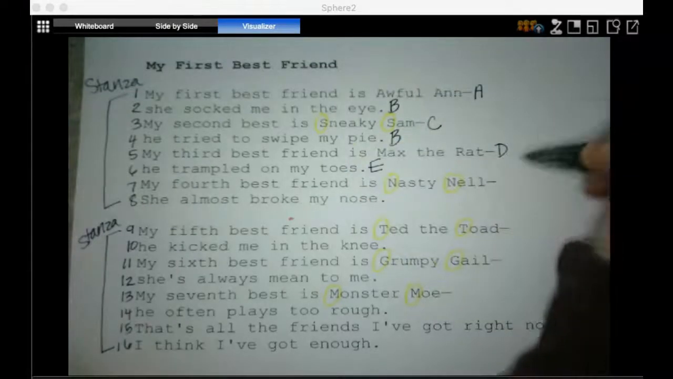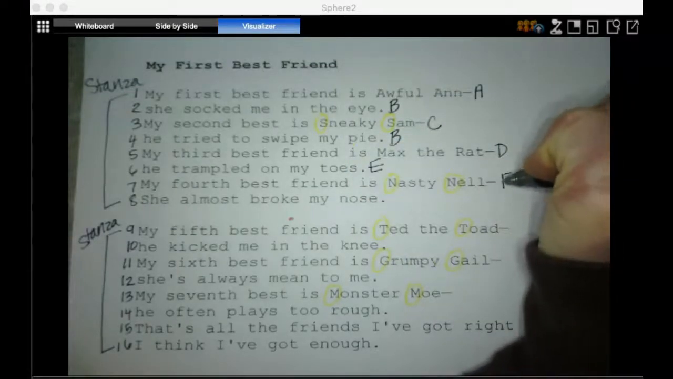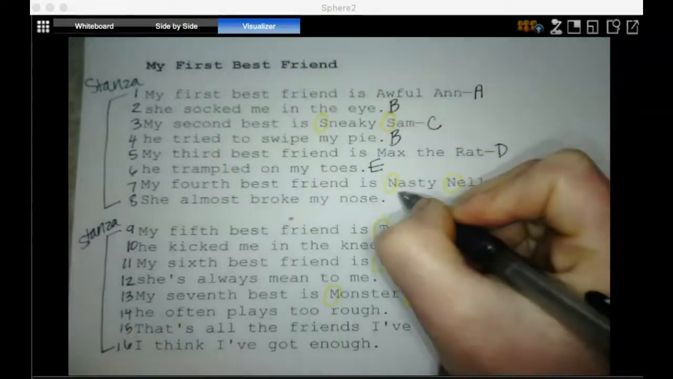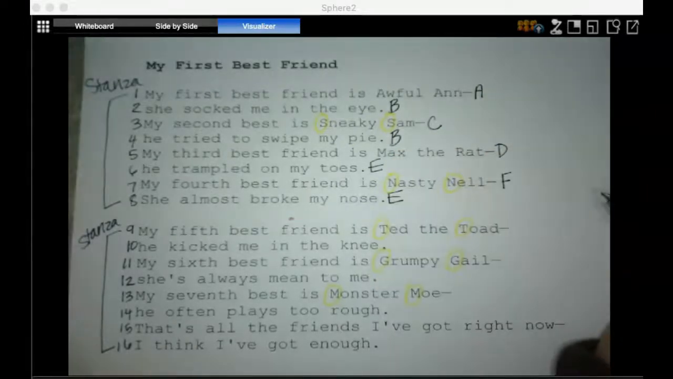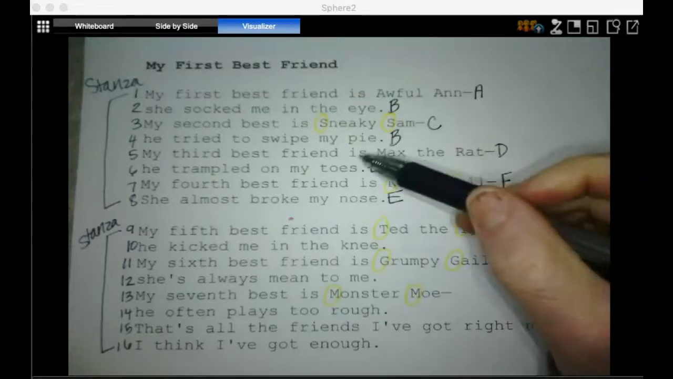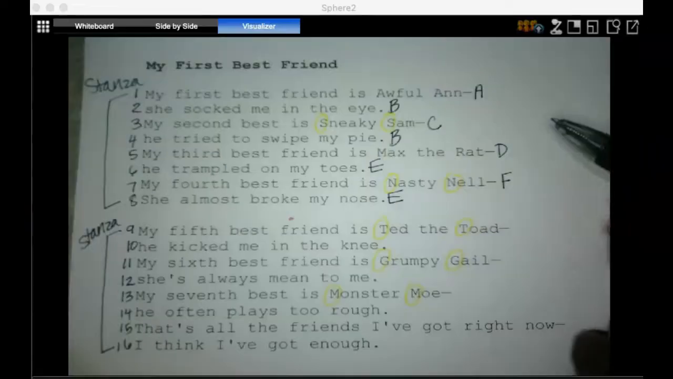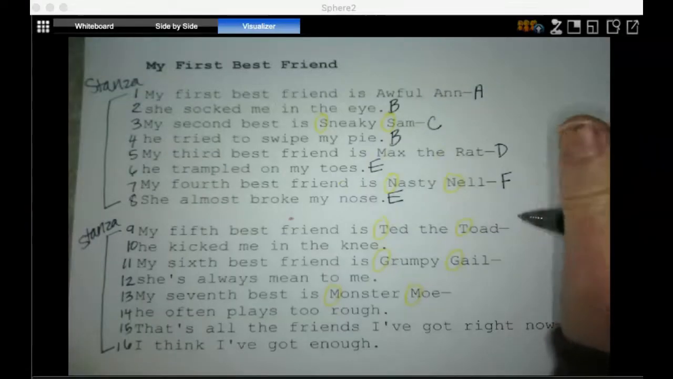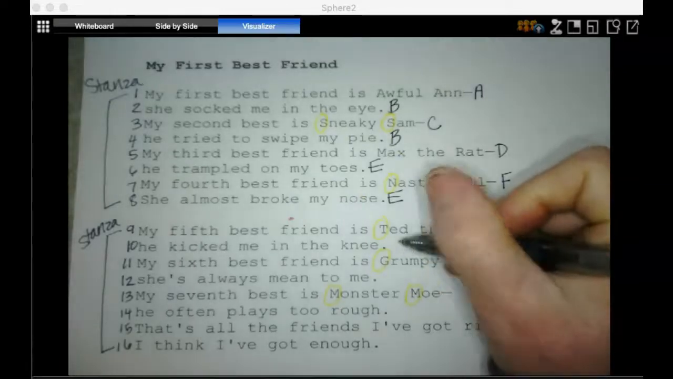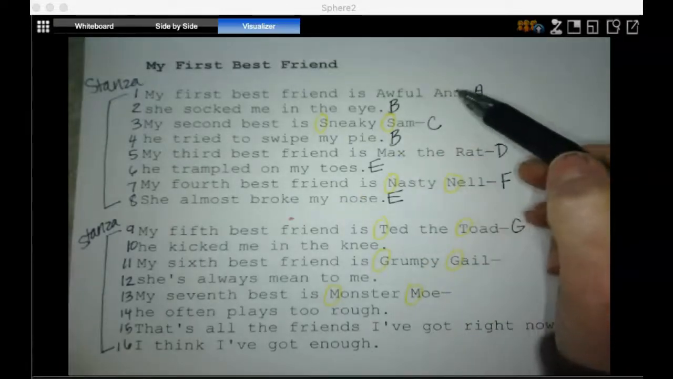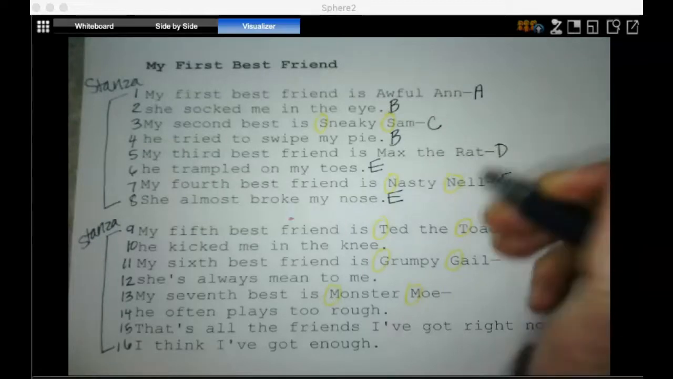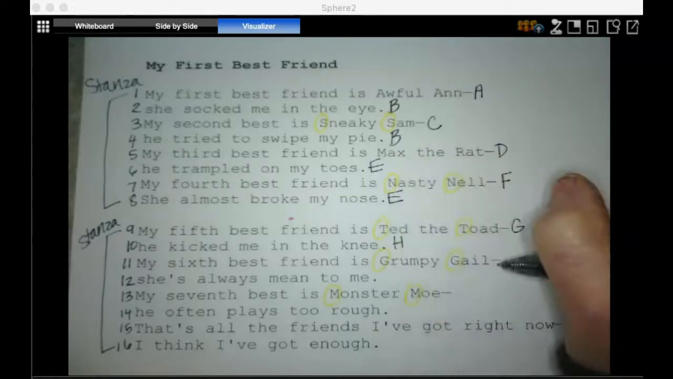New letter. "Nell" doesn't rhyme with anything yet. Next letter. But look, "toes," "nose." So I get another letter E. Now I've got the word "toad." It's a near rhyme to "toes," but it's not perfect. So it gets its own letter. G comes next in the alphabet. "Knee." Is there anything that rhymes with "knee"? "Ann," "I," "Sam," "rat," "toes," "Nell." Letter H. "Gale."